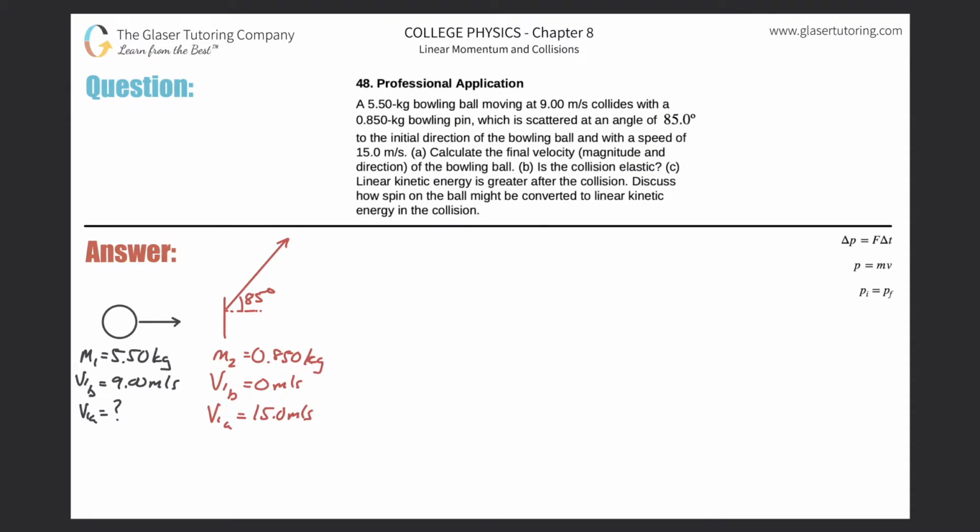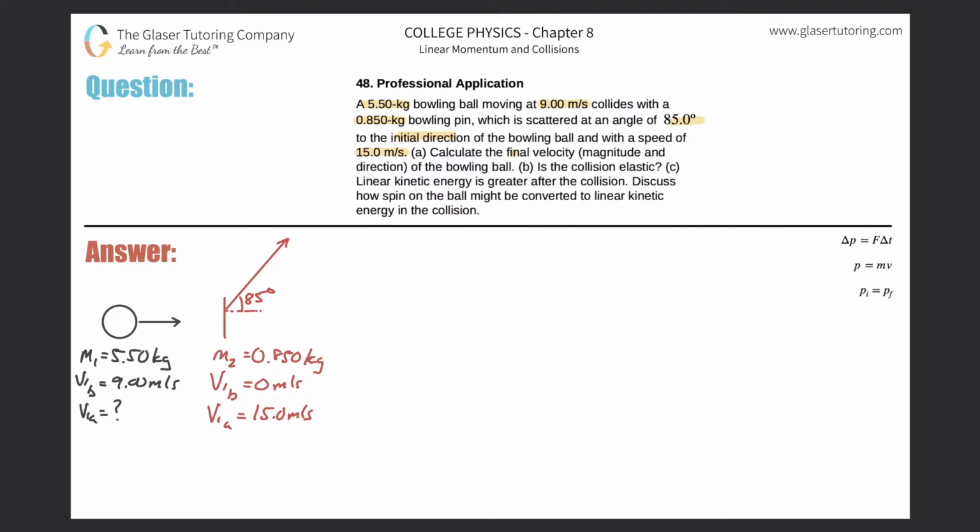Number 48, professional application. A 5.5 kilogram bowling ball moving at 9 meters per second collides with a 0.85 kilogram bowling pin, which is scattered at an angle of 85 degrees to the initial direction of the bowling ball and with a speed of 15 meters per second. Letter A, calculate the final velocity, magnitude and direction of the bowling ball.